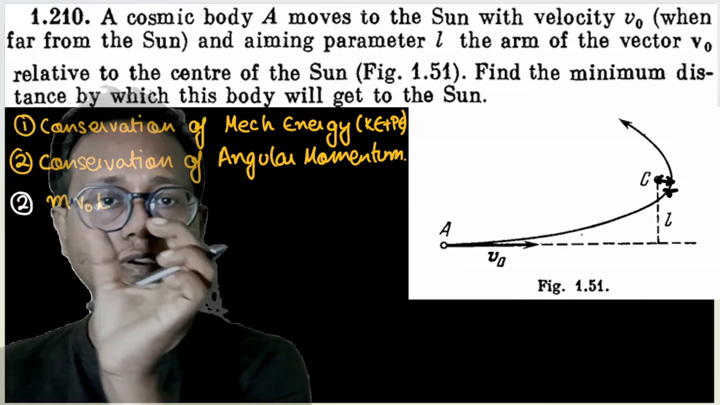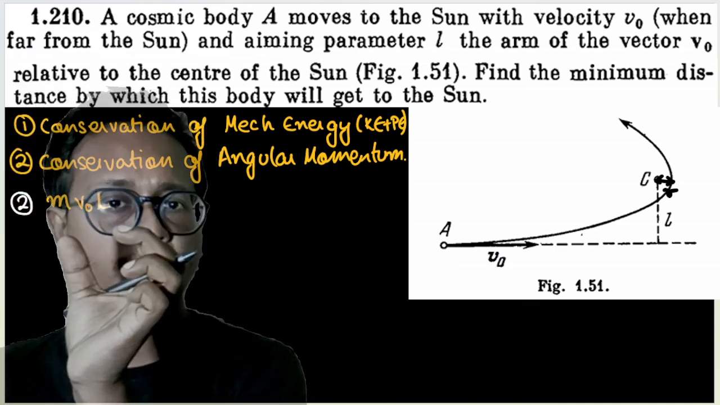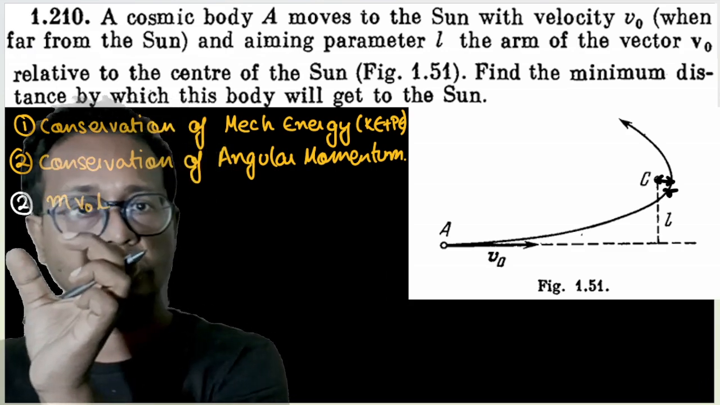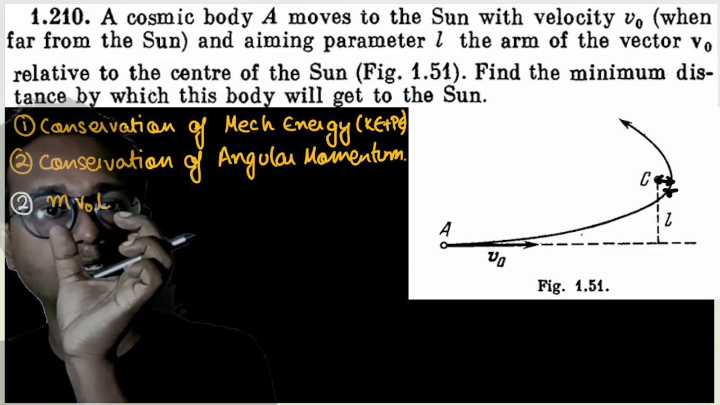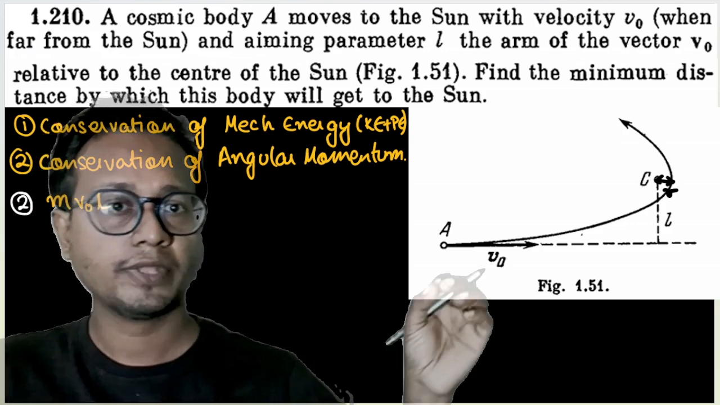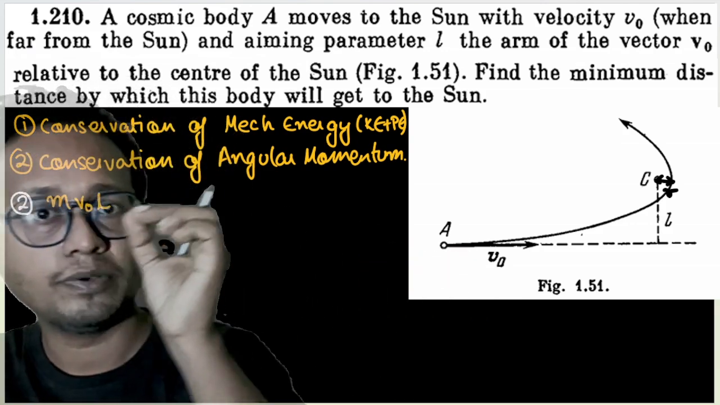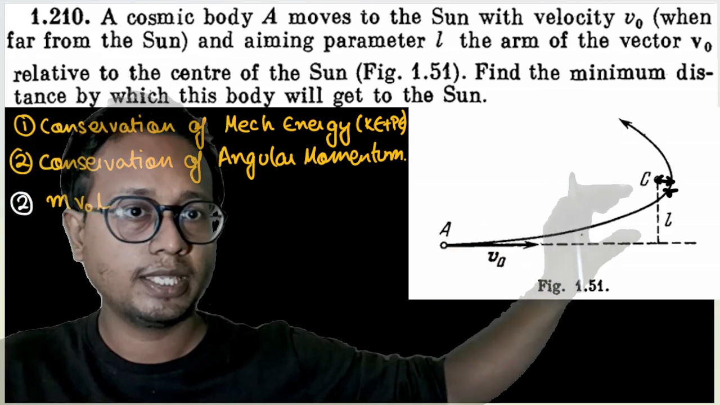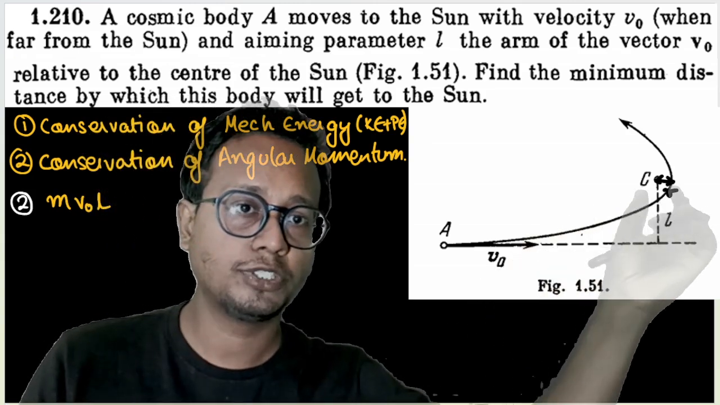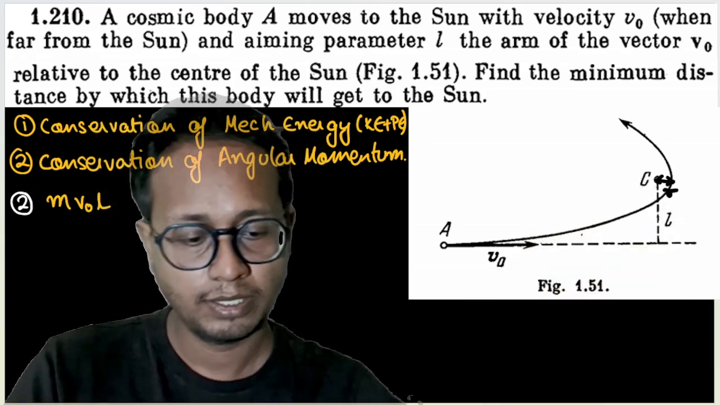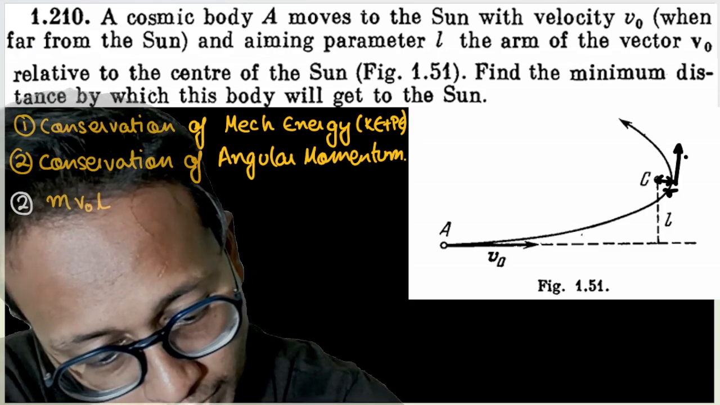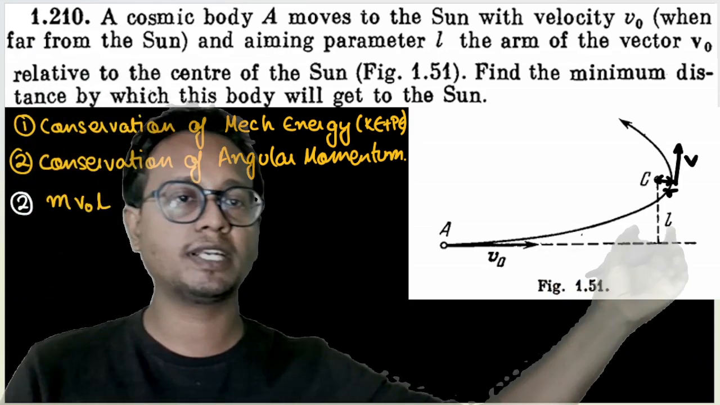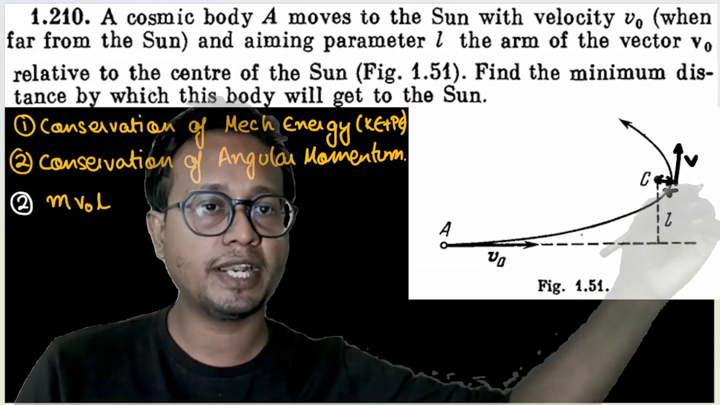Those who are confused about how it's m into v naught into L, just go and see the previous lecture of work energy power. In the last few questions, this exact same thing was there. The angular momentum out here is nothing but m into v naught into L. At closest approach, when the planet is out here, the velocity vector would be in this direction. And at the closest point, the velocity vector is always perpendicular to the r vector. So what is the angular momentum of the planet out here?